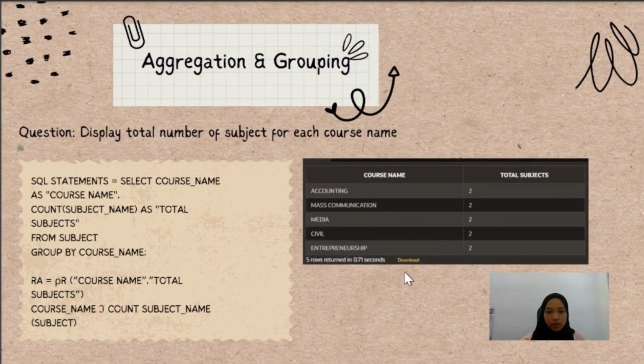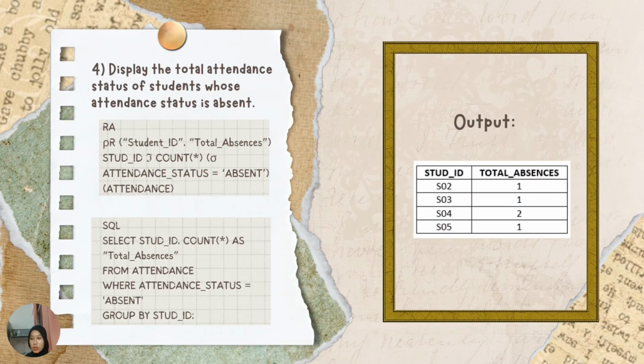For the next question of aggregation and grouping, the question is display the total number of subjects for each course name. We can see the SQL statements and RA here, and it displays the output, which is course name and total subjects.